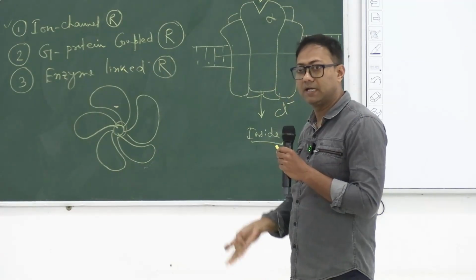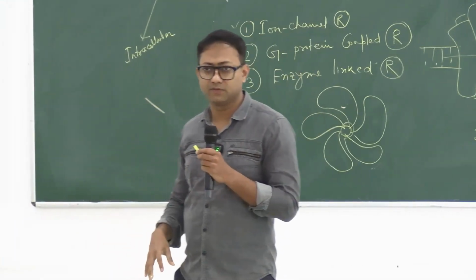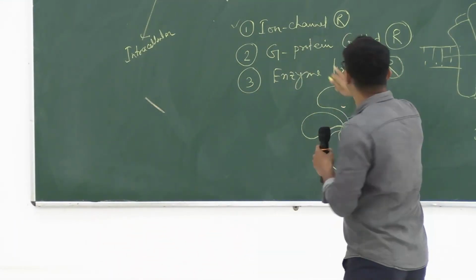So GABA, glycine, histamine, serotonin, glutamate. Five examples you can remember. That's enough, right? Okay. Now come to the G protein coupled receptor.